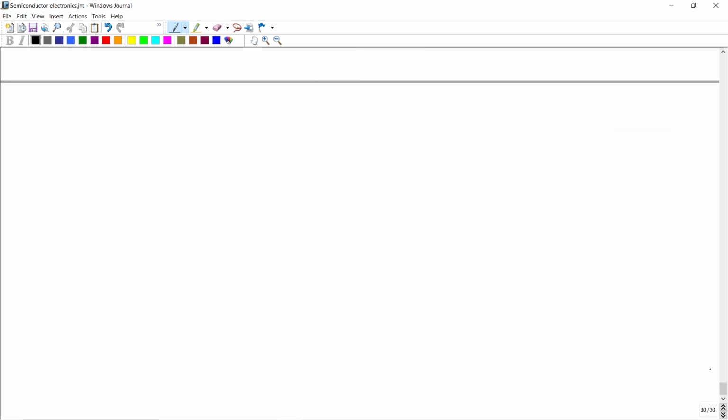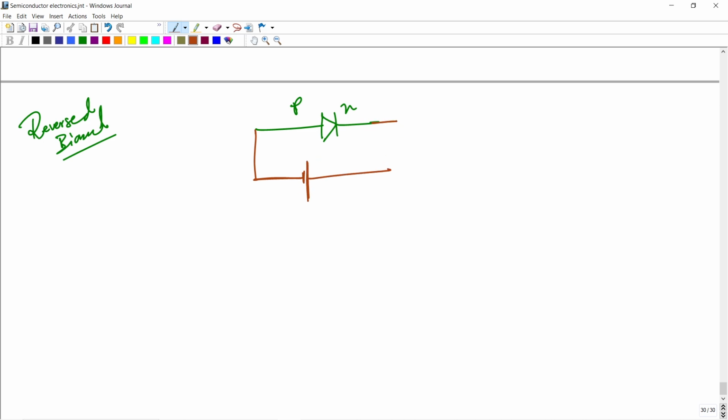Now in reverse bias, you see that is a junction diode, P and N. The polarity should be reversed. Now P is connected to the negative side of the battery and N is connected to the positive terminal of the battery. So now the diagram looks like this. That's the P region and N region.